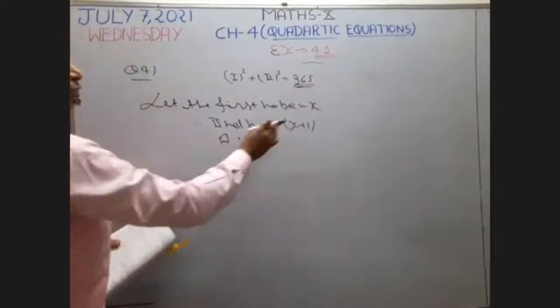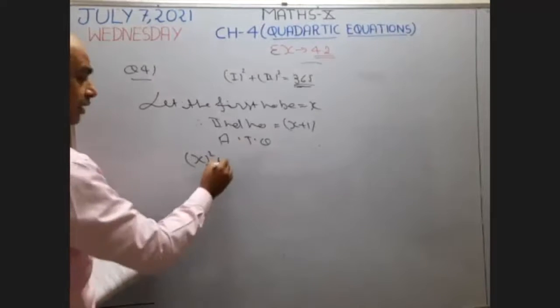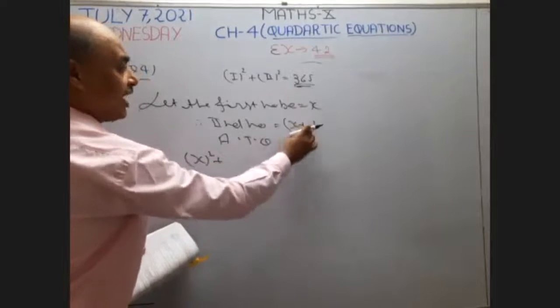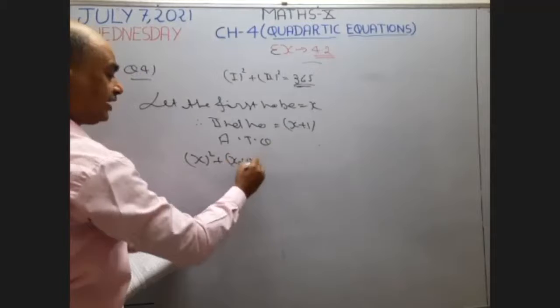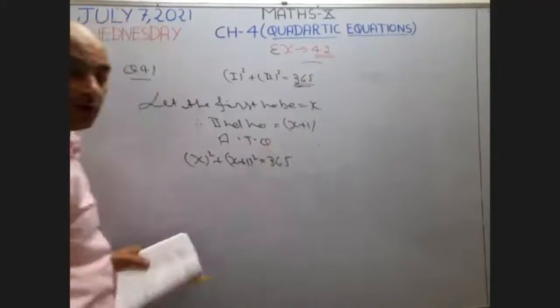This is given. I want to square the first number. The first number is x, so I write here x square. I want to square the second number. The second number is x plus 1, so I write here (x plus 1) square. Both numbers' squares sum to 365. It is given. Okay.